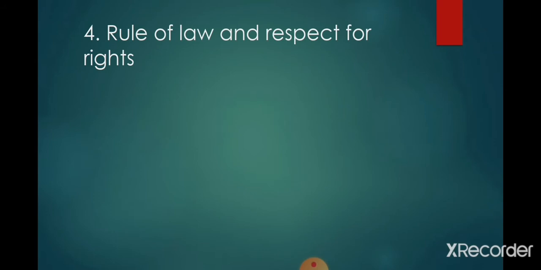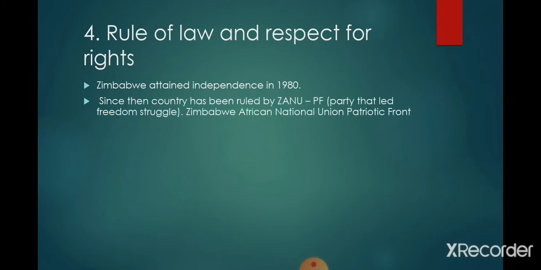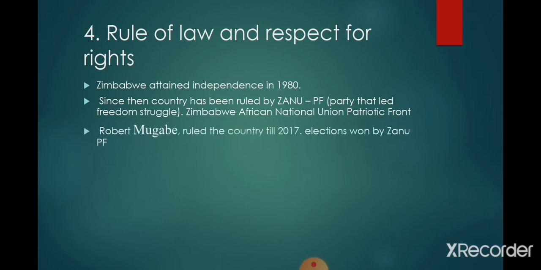Let's discuss this feature with the political history, or political scenario, of Zimbabwe. Zimbabwe attained independence in 1980. Since then, the country has been ruled by ZANU-PF, that is, Zimbabwe African National Union Patriotic Front. This party was at the forefront of the freedom struggle of the country. Robert Mugabe, who was the president of this party, ruled the country till 2017. Elections were won by ZANU-PF till 2017.